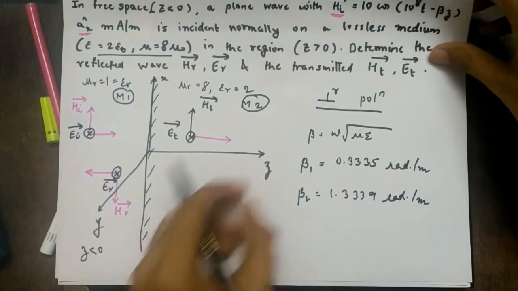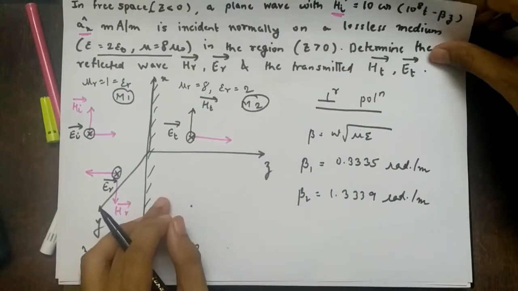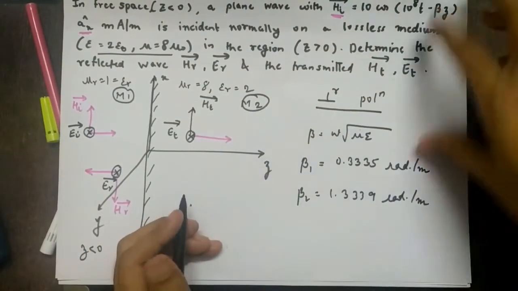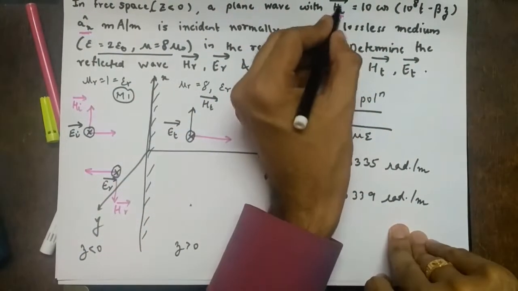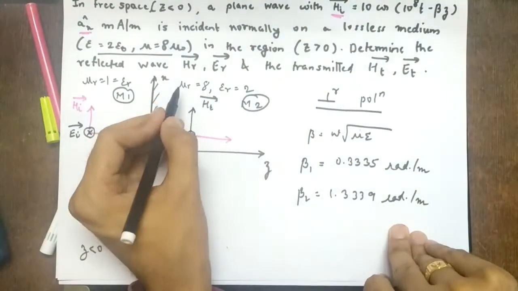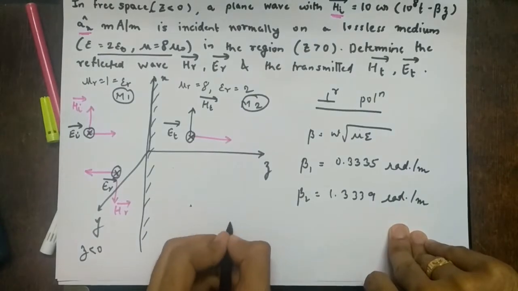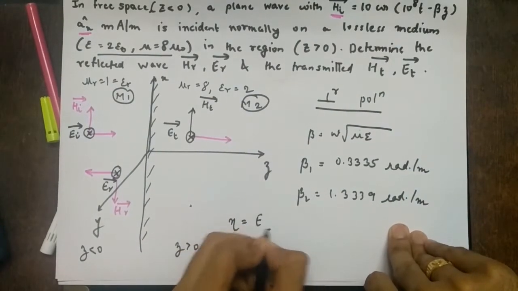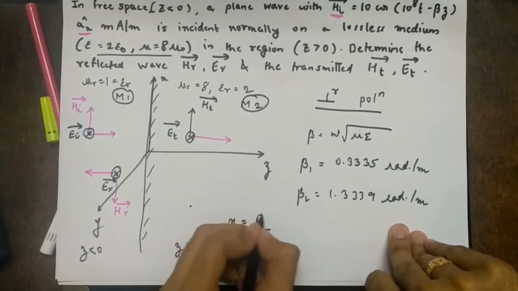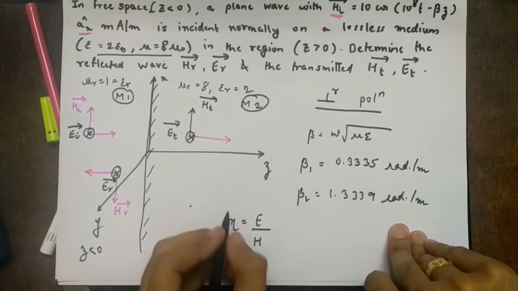So you should go logically. I should have done this later. So how you have to think, that I'll tell you. So HI is given, right? So what is the relation between HI and EI? It is eta is given by E by H. Strictly speaking, magnitude of E vector by H vector, right?